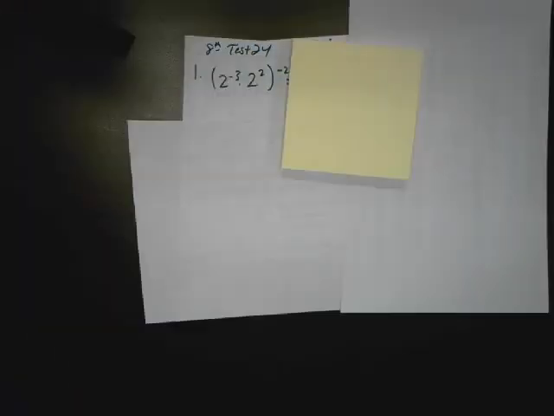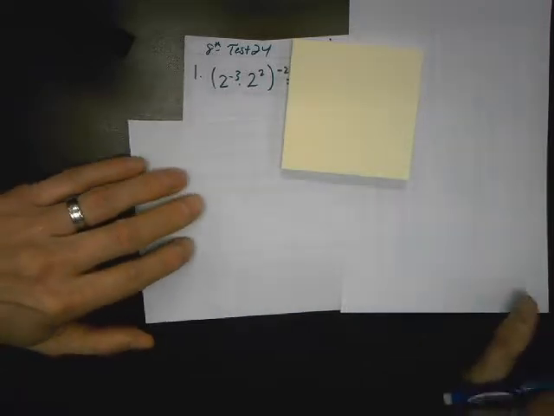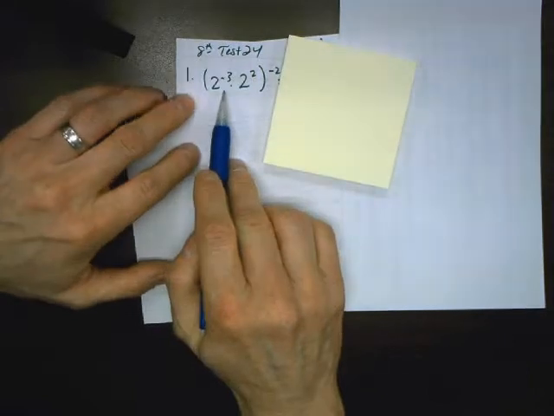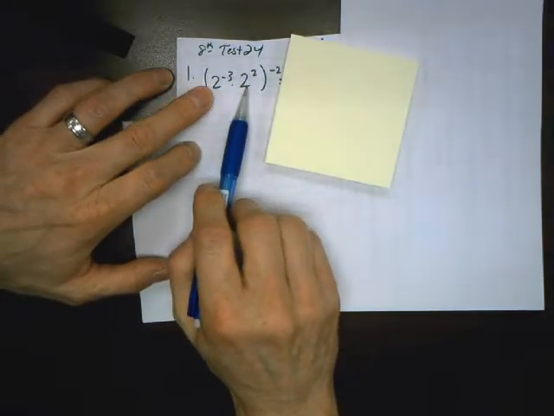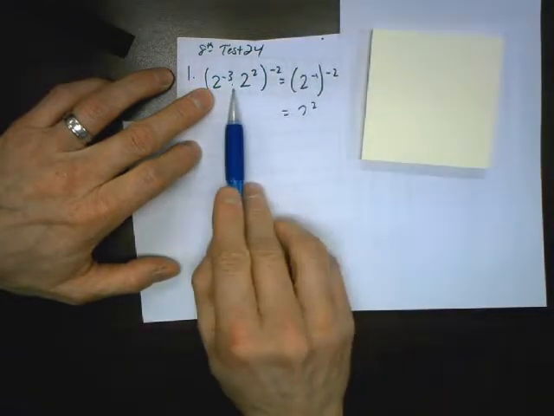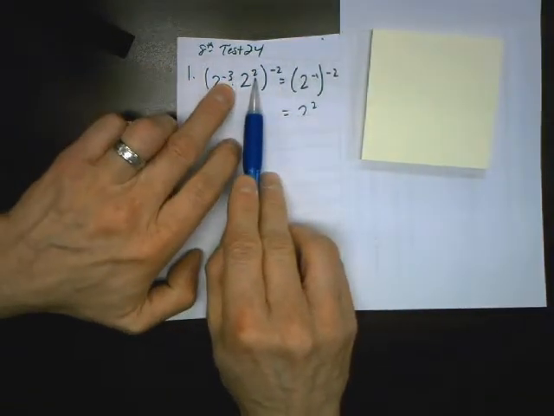8th grade math, test 24 study guide, problem number 1. We have to decide which expressions are equivalent to this given expression. When I have parentheses and then exponents on the outside, since this is powers of the same base, I copy the base and add these two exponents.